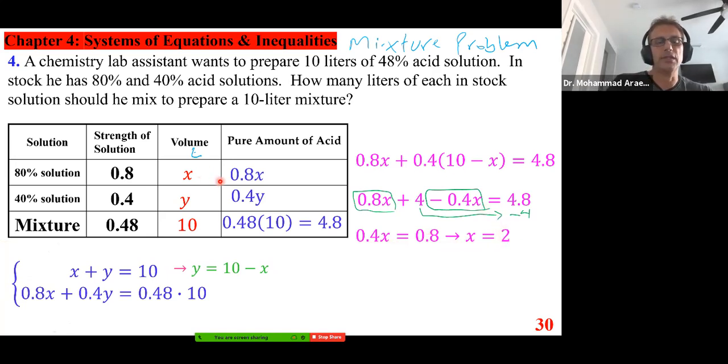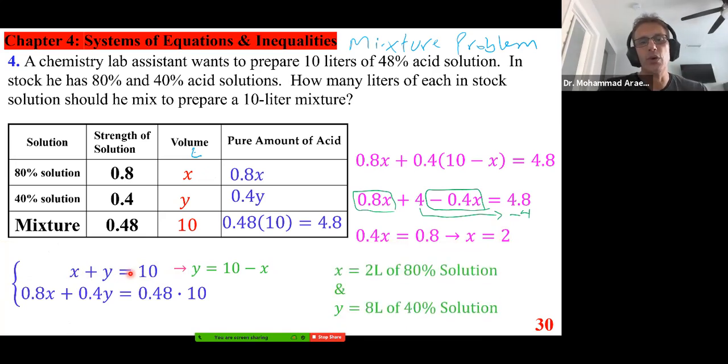And obviously, the first equation is easier to use to find the y, which becomes 10 minus 2 equals 8. We write x equals 2 liters of what? 80% solution. y is equal to 10 minus 2 equals 8 liters of 40% solution. Needless to say, you must check. How do you check? With the second equation.